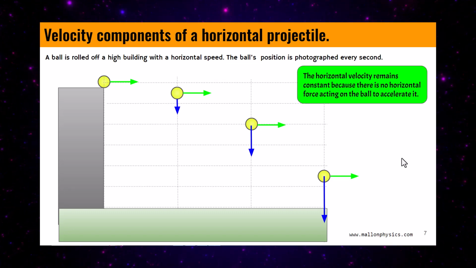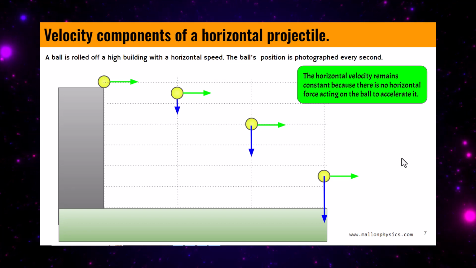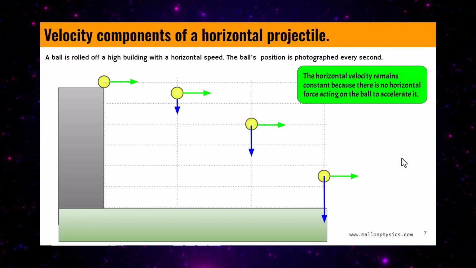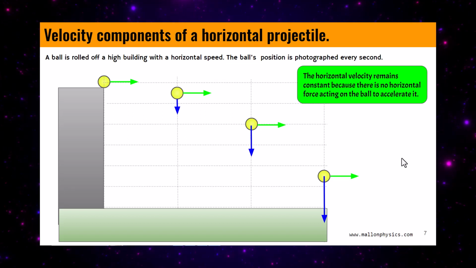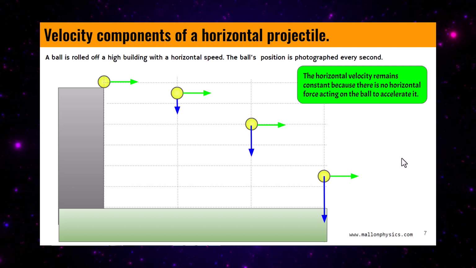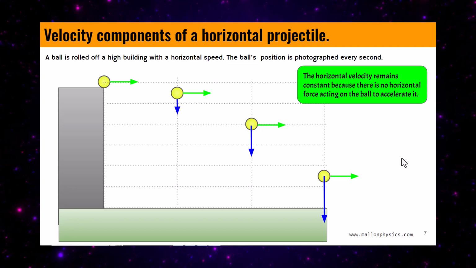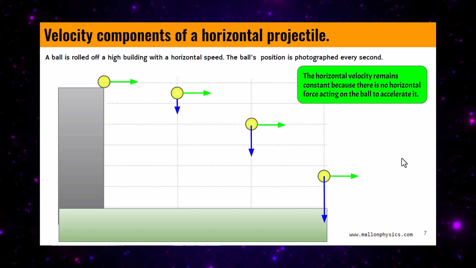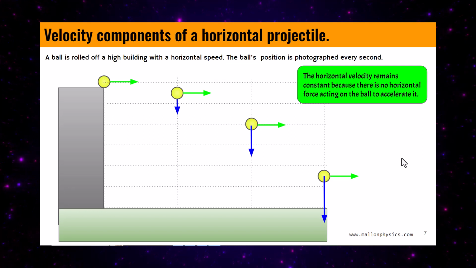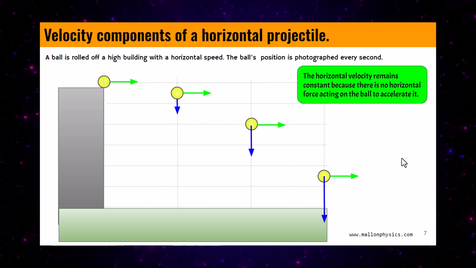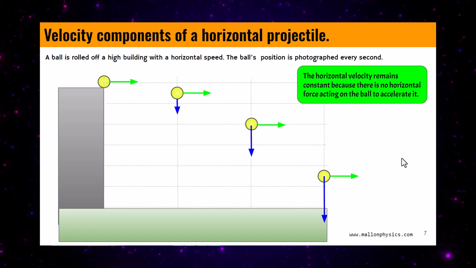Well, we know that the horizontal velocity remains constant because there's no horizontal force acting on the ball to accelerate it once it's pushed off the table. When it's pushed off the table, the velocity that it has is in fact going to stay the same because there's no acceleration acting horizontally. So the horizontal component, as we say, of the velocity of the ball stays the same.